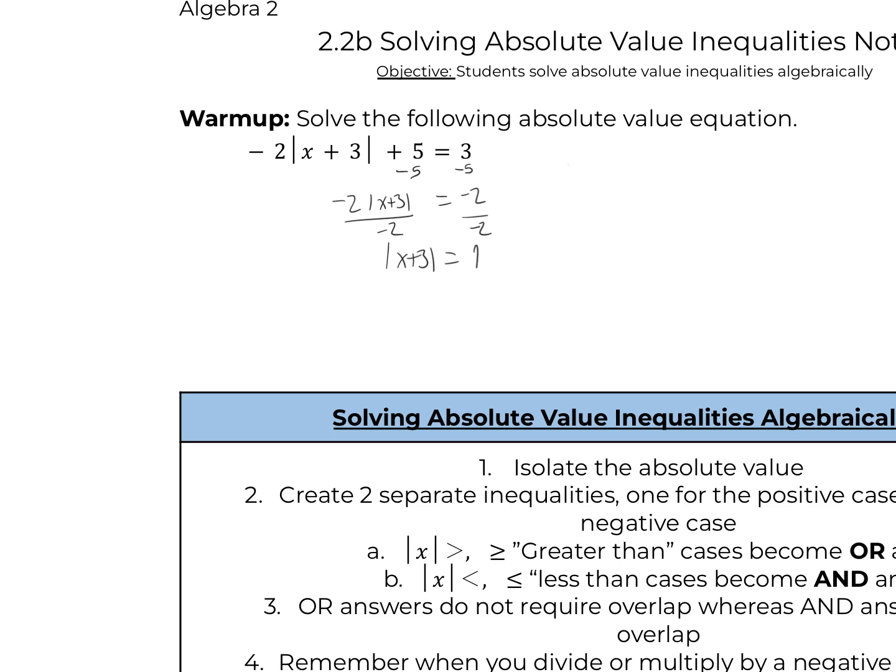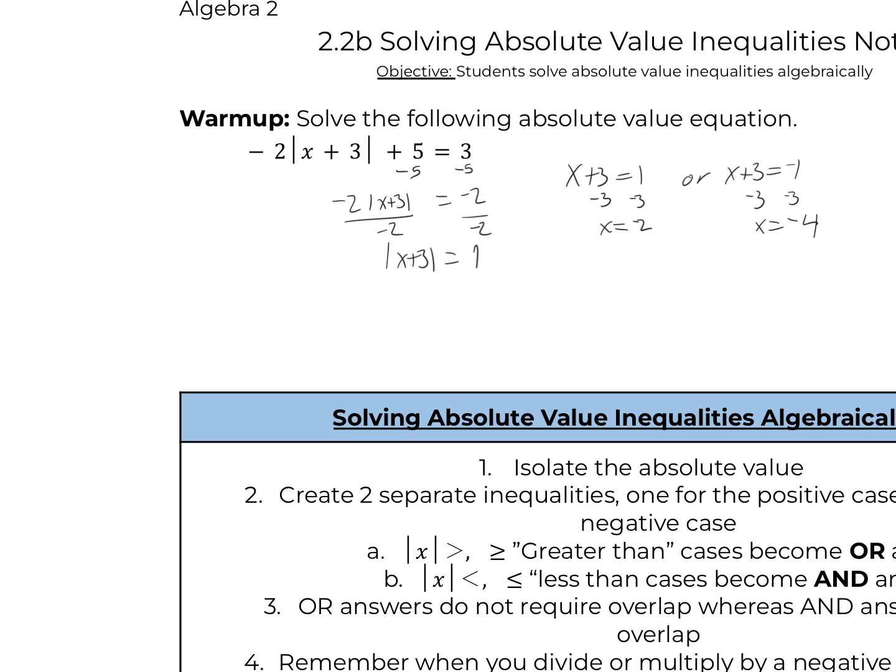That means that either x plus 3 has to equal positive 1 or x plus 3 equals negative 1. So we have a positive case and a negative case. If we subtract 3 from both sides, we get x equals negative 2. Here, if I subtract 3 from both sides, I get x equals negative 4.